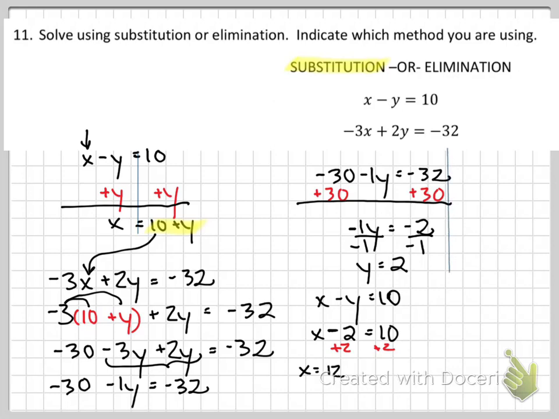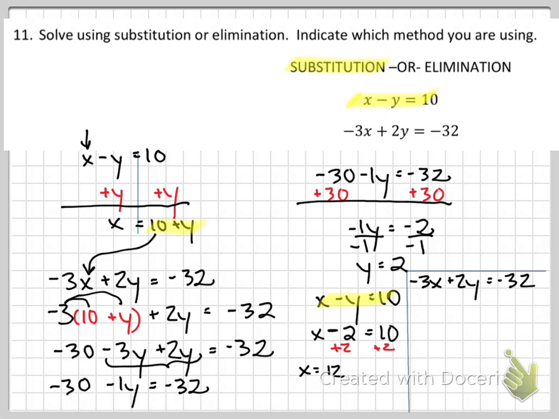Okay, you might also recall in other classes I really encouraged you to check your work using the other equation. So I'm going to try to do that in the little space I carved out for myself over here. Okay, so I just used this equation. I cannot use it again. I have to use negative 3x plus 2y equals negative 32.